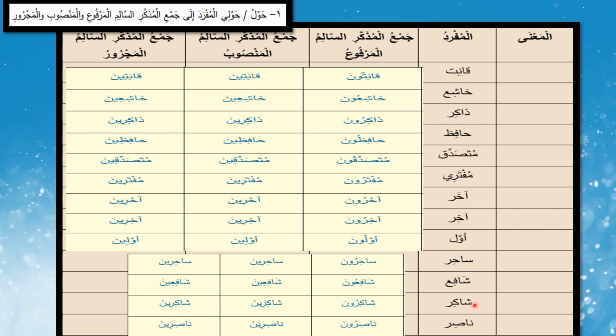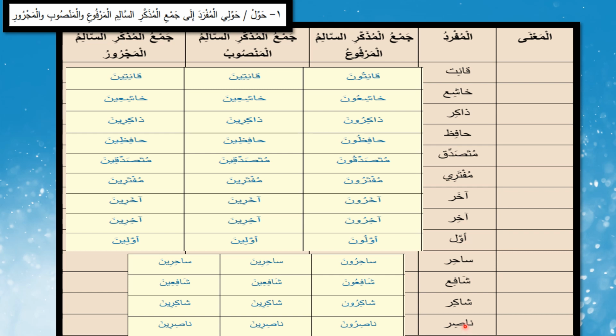Now comes again the ismun fa'il. Sahir. Sahir comes from sihr, means the magic. Sahara, and shafi comes from shafa. Shafa means to give, the one who gives shifa. And shakir comes from shakara, means the one who gives thanks. Nasir comes from nasara, means the one who helps.